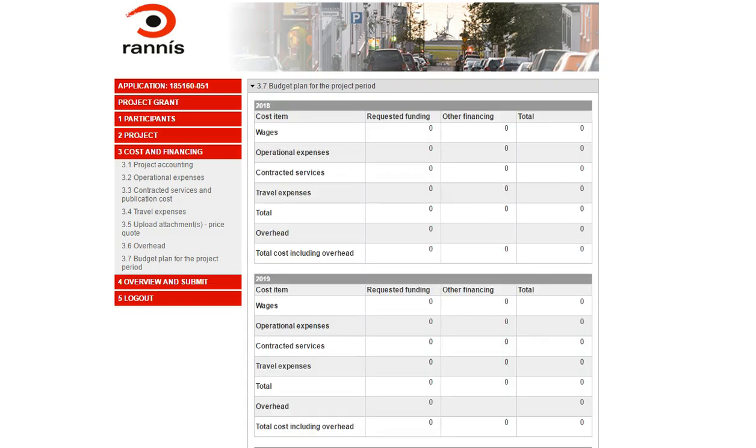And lastly, in 3.7, you will find the budget plan for the project, which will have been compiled automatically from the information that you have entered in the application form.